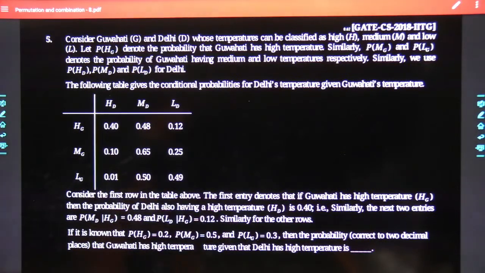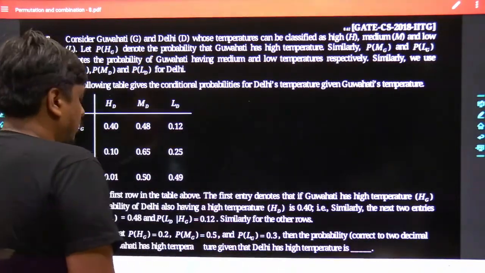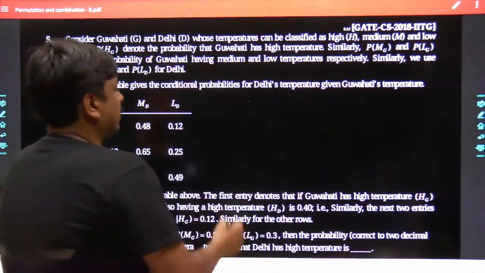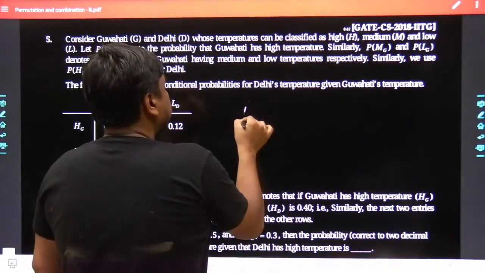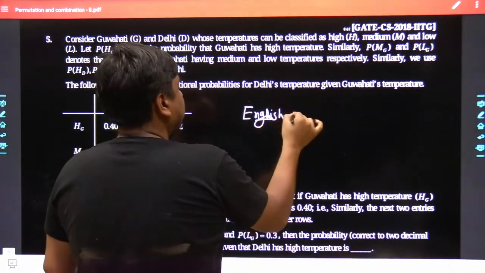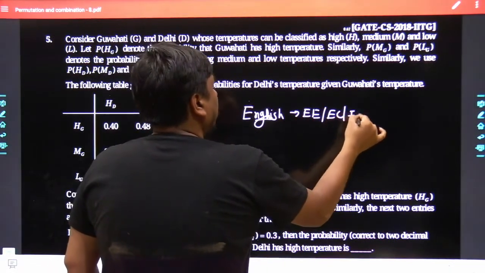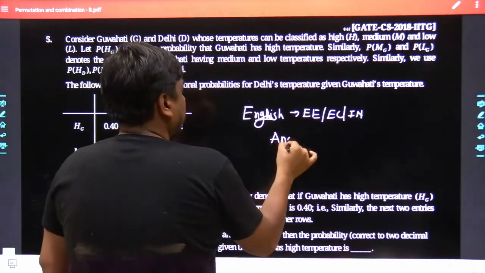Read this problem carefully, and this problem will be solved thoroughly in the day after tomorrow's class. Tomorrow I am going to have the session on analog electronics. So we are going to launch the complete course on English for electrical, electronics and instrumentation. There I have taken analog electronics.